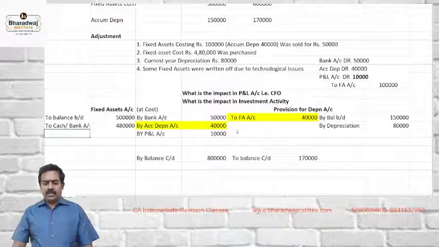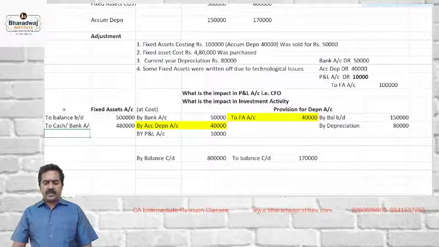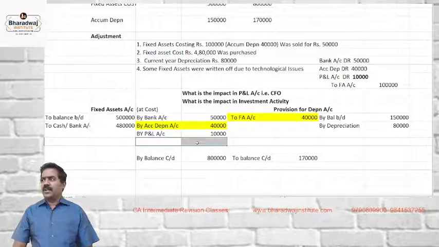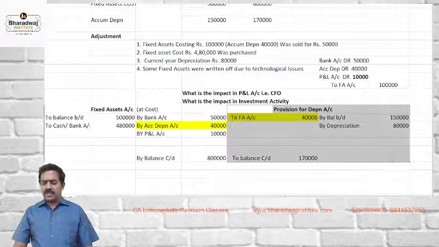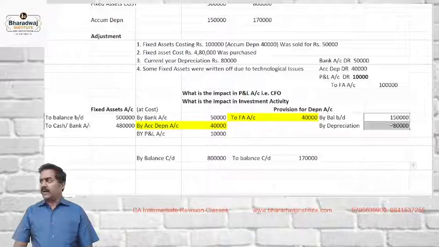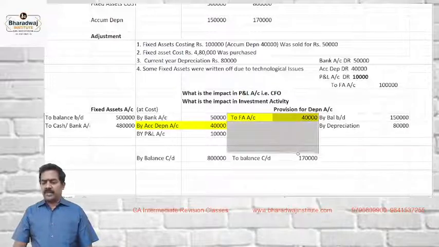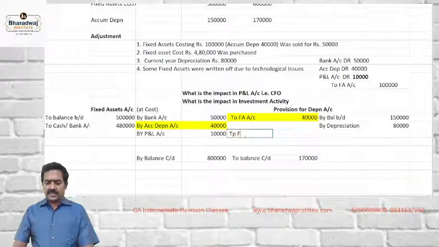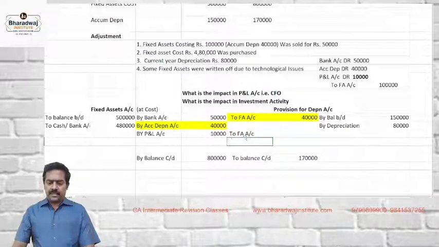Now, if you roughly tally this fixed assets account, as a balancing figure you will get cost of fixed assets written off. Don't tally that. Tally the provision for depreciation account, 1,50,000 plus 80,000, 2,30,000. But on the debit side we have got only 2,10,000. This represents, yes, exactly, to fixed assets account, depreciation on the asset written off.